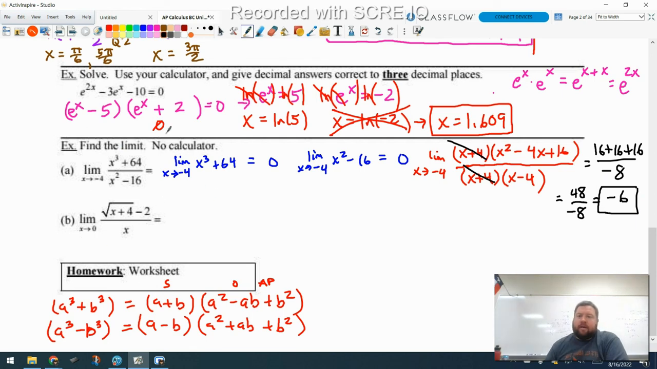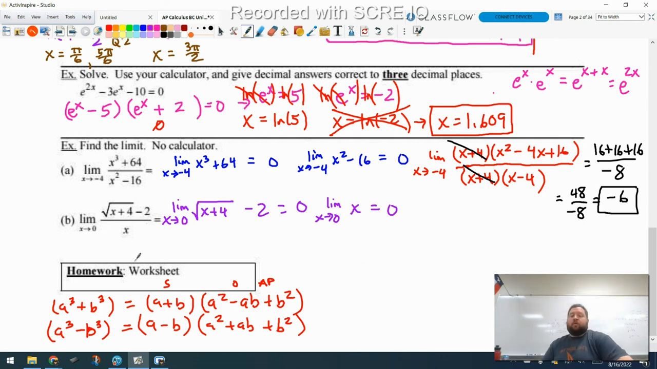All right, this one, same deal. They're really emphasizing writing out the two separate limits on this year's test, so that's why I'm making sure we do that this year. Square root of x plus 4 minus 2. I plug in 0. Square root of 4 is 2, minus 2 is 0. And then the limit as x approaches 0 of x is equal to 0. Just plug it in. So this is another 0 over 0, which means we have more work to do.